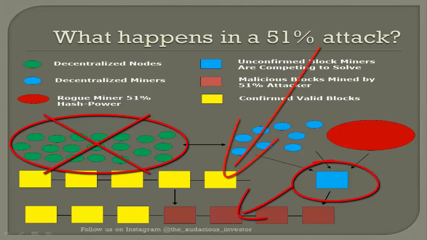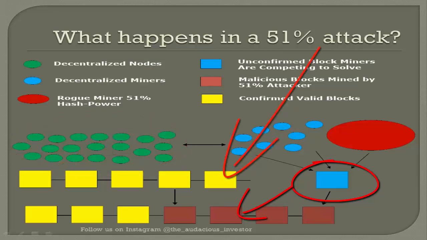So on the top we have the original, the valid blockchain with all the confirmed transactions, and from this block here, let's just say this is where the 51% attack occurred. So this is where the 51% attack occurred, and from this block onwards, this is where the rogue miner has been mining their blocks in secret, because they control most of the hash rate. So they are confirming blocks and adding them from this block onwards. This is where the attack occurred.